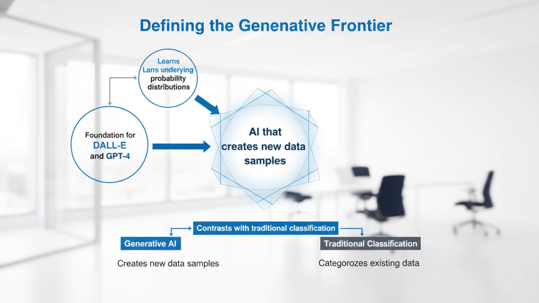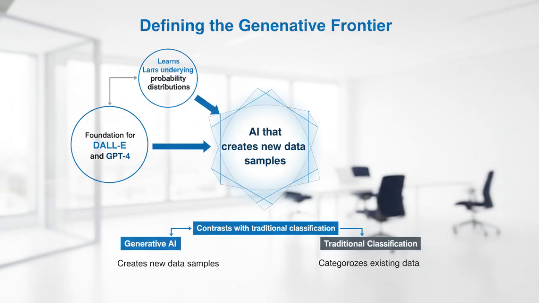Whilst traditional AI has long been used to categorize data, think of your email filter identifying spam, generative models are a different breed entirely. They don't just classify existing information, they create brand new data that looks remarkably like the original training set. From photorealistic images to sophisticated prose, these systems are redefining the boundaries between human and machine creativity.